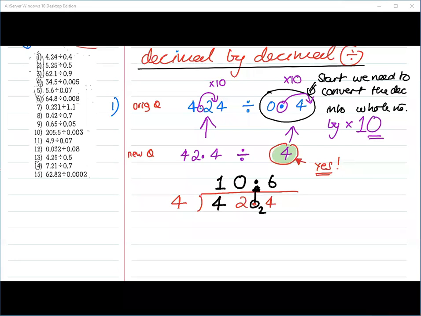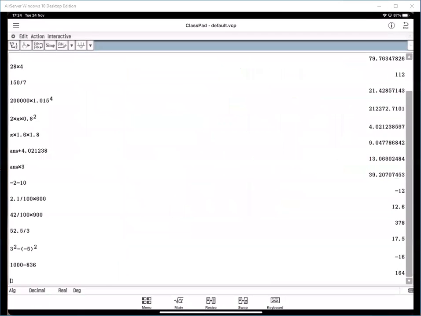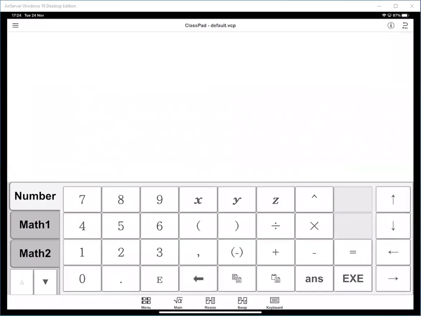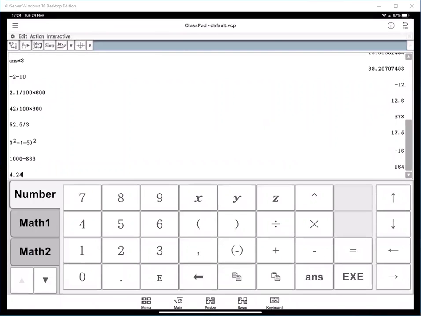Okay. So can you please, Safa, read the blue part back to me, please? So we're going to do now, okay. 4.24, what was it, divided by? 0.4.